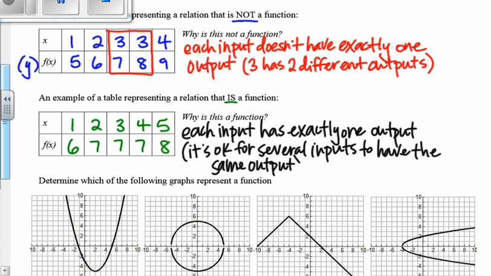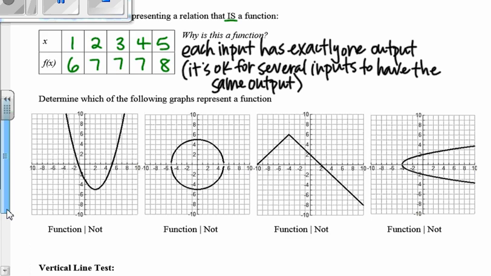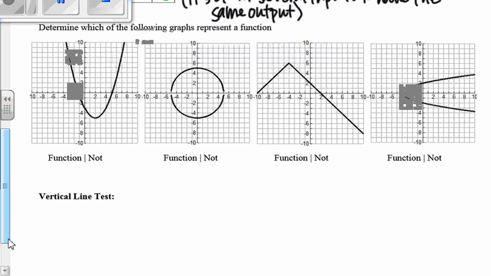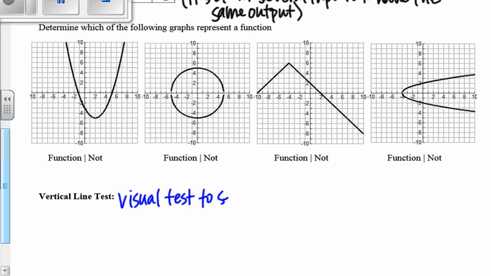Okay, so now we've looked at a function from a table, but we can also determine if a relation is a function from a graph. That's what these last 4 questions are for target 1. I'm going to talk about the vertical line test, which is written at the bottom of your page. The vertical line test is a visual test to see if each input has exactly one output.